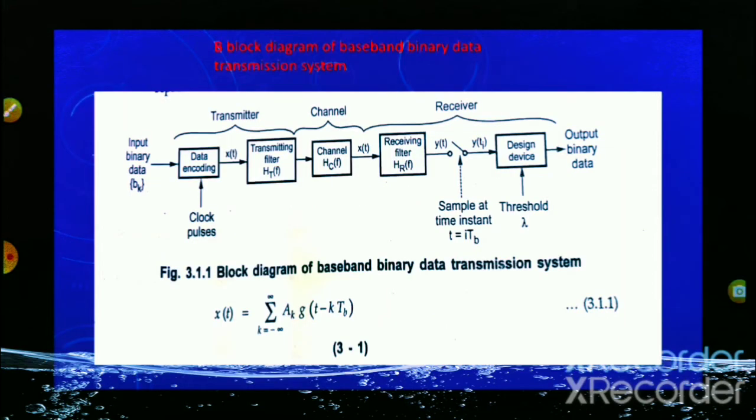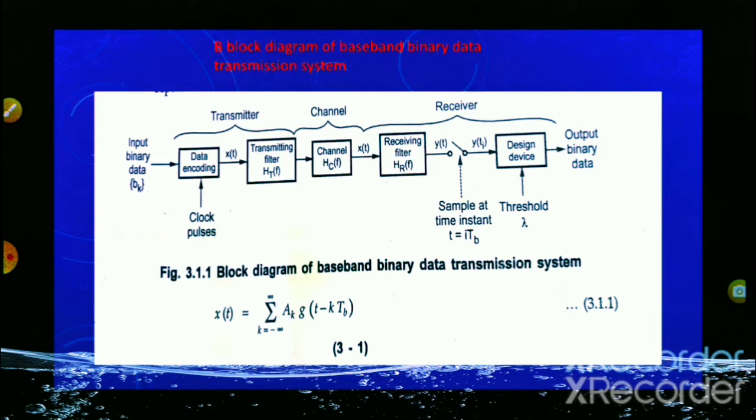Block diagram of baseband binary data transmission. It consists of what? First one, data encoding block, transmitting filter, channel, receiving filter, then sample and hold circuitry, decision device, output binary data.